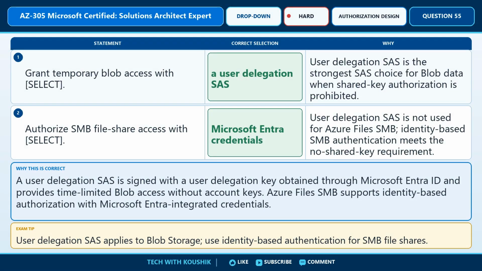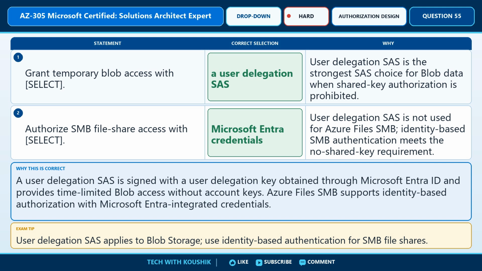The answer to the first statement is a user delegation SAS. User delegation SAS is the strongest SAS choice for blob data when shared key authorization is prohibited. The answer to the second statement is Microsoft Entra credentials. User delegation SAS is not used for Azure Files SMB. Identity-based SMB authentication meets the no shared key requirement.